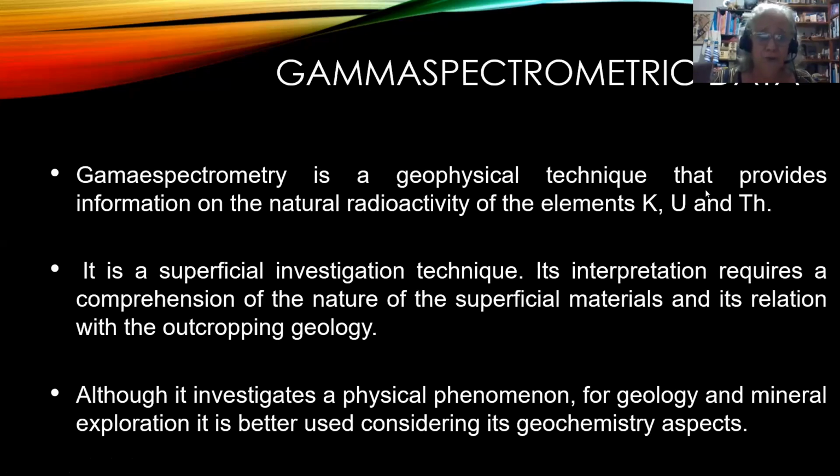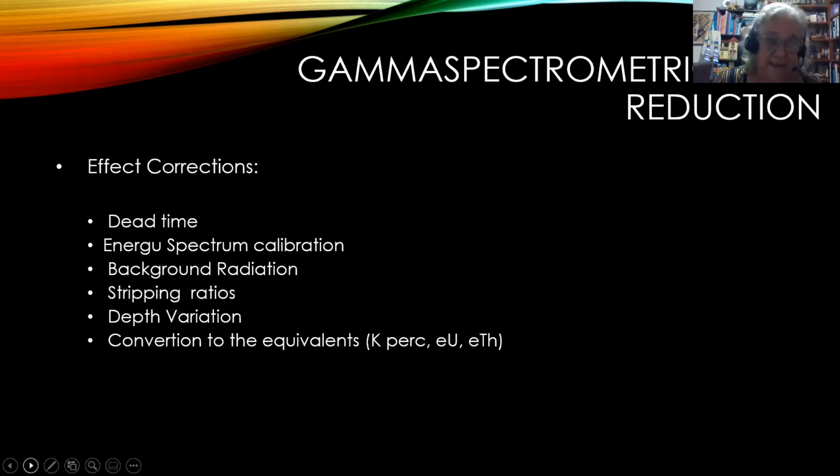And now going to the gamma data. Gamma is a geophysical technique that provides information on the natural radioactivity of the elements potassium, uranium, and thorium, and it is a superficial investigation. The depth of penetration is really small, so we'll know more about the surface. So it's very good for geological mapping, and it's better considered as geochemistry in reality.